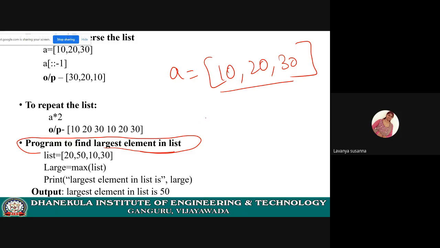To find this, there is a function called max. Max function is very simple. No need to write some piece of code, as you would in C language. Just use the max function. Max equals, pass the variable. What is the variable here? List variable A.